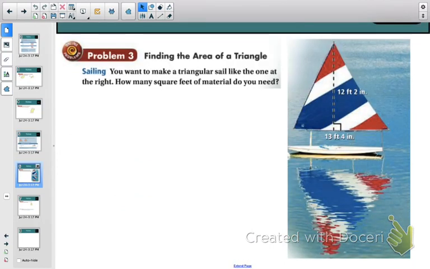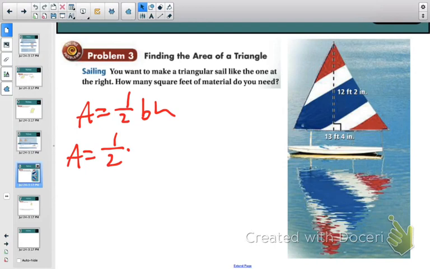All right. So you want to make a triangular cell like the one at the right. How many square feet of material do you need? So you know your base, so let's write the formula down. Area equals 1/2 base times height. So 1/2, our base is 3 feet and 4 inches. We want square feet, so we need to actually change that to just feet.